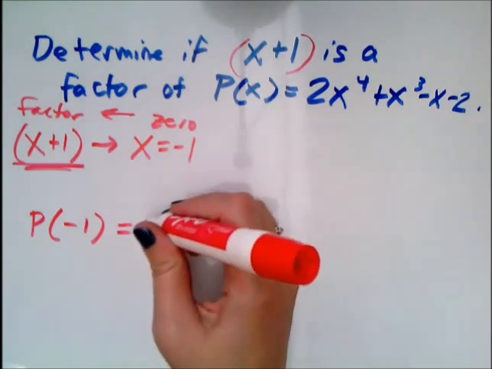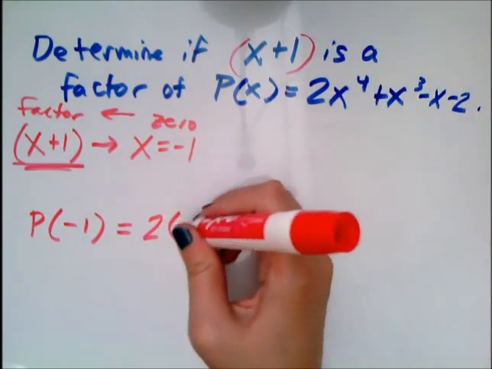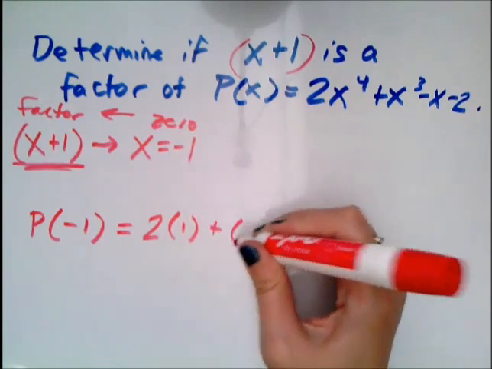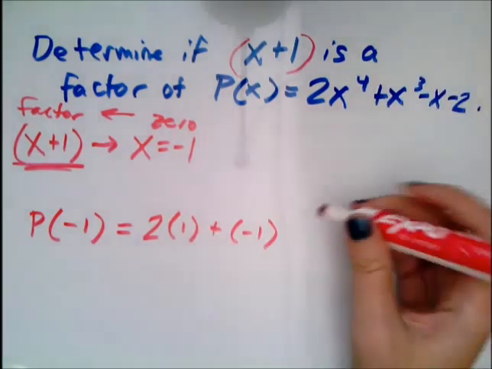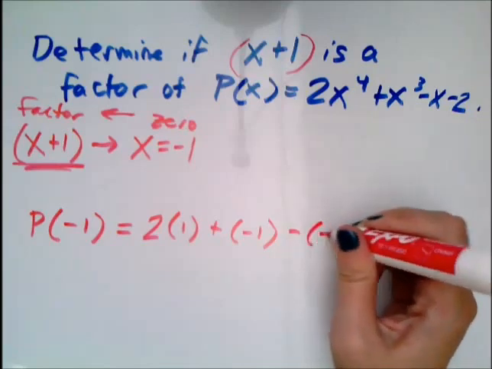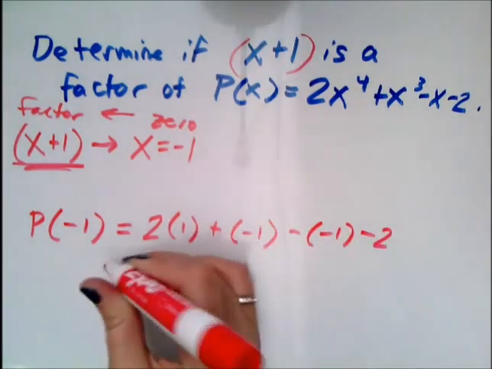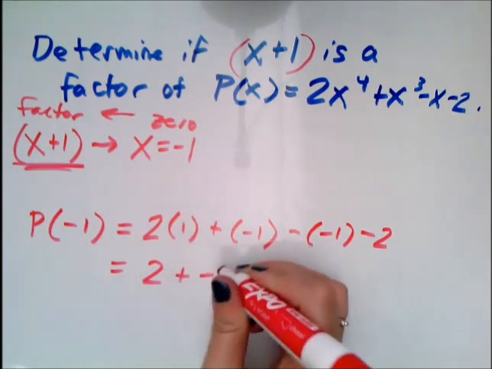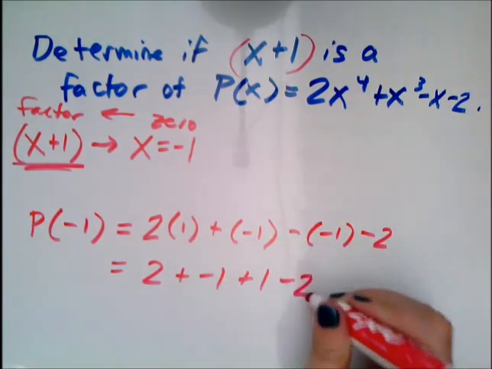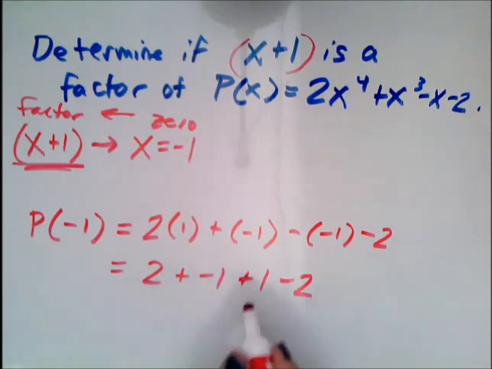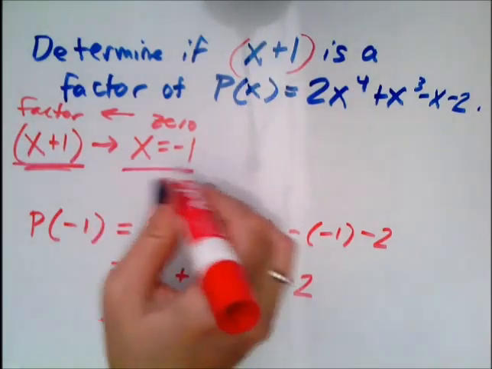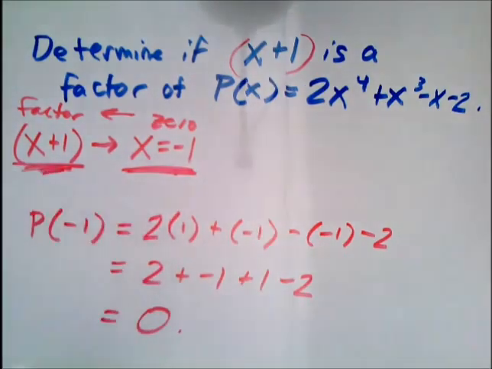So one option, if we put negative 1 in here, negative 1 to the 4th will be positive 1. Negative 1 to the 3rd will still be negative 1, right? Because an odd amount of negatives, minus negative 1, minus 2. So this says 2 plus negative 1 plus 1 minus 2. And so negative 1 and 1 cancel, 2 and 2. So it looks like I get 0 when I plug in negative 1. If I know negative 1 is 0, then I automatically know this is the factor that goes along with it. So I can say, yes, it is a factor. All right, what's another way I could test out that same idea?